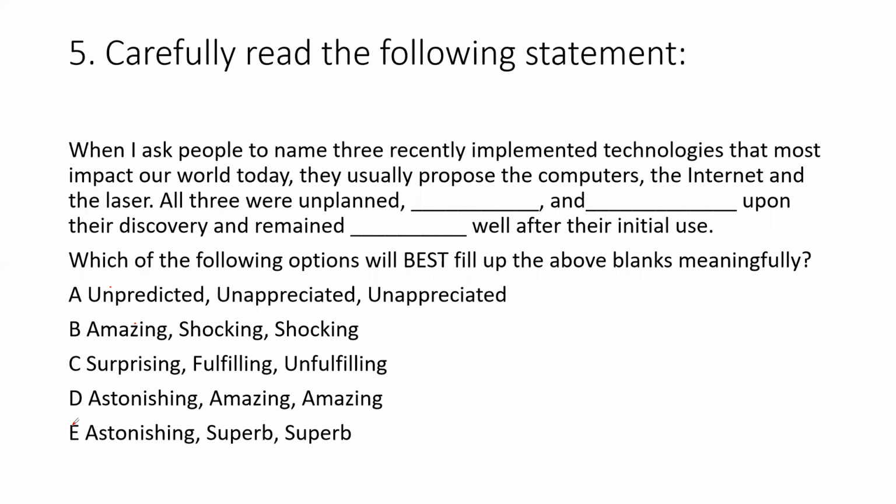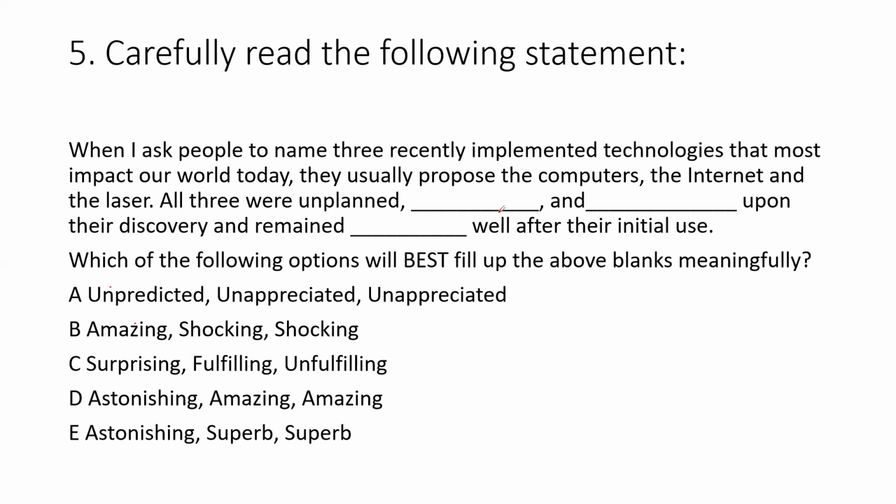Question number 5. Again, this is a fill in the blank question. As I stated earlier, we should understand the context first before moving to options. So let's look at the context. When I ask people to name 3 recently implemented technologies that most impact our world today, they usually propose the computers, the internet, and the laser. So there were 3 things. They are implemented and they impacted a lot.